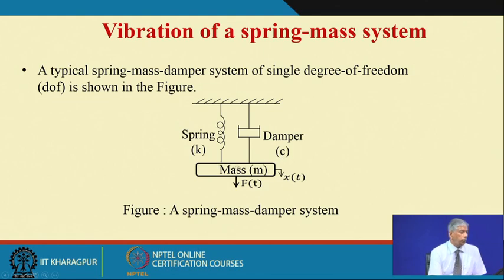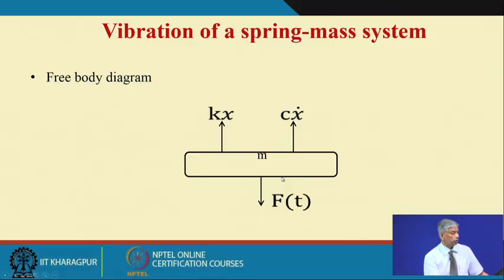Then it is subjected to an external force, or many times I will just give an initial perturbation to this mass and see the motion x. So, we will now study what this motion x looks like. If you look at the free body diagram of this body, there is a resultant force. The body weight has not been shown because it has been balanced by the static deflection.